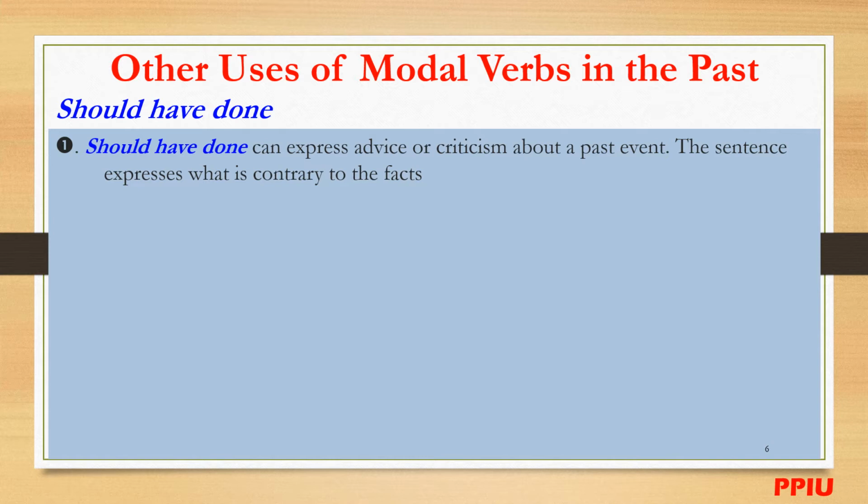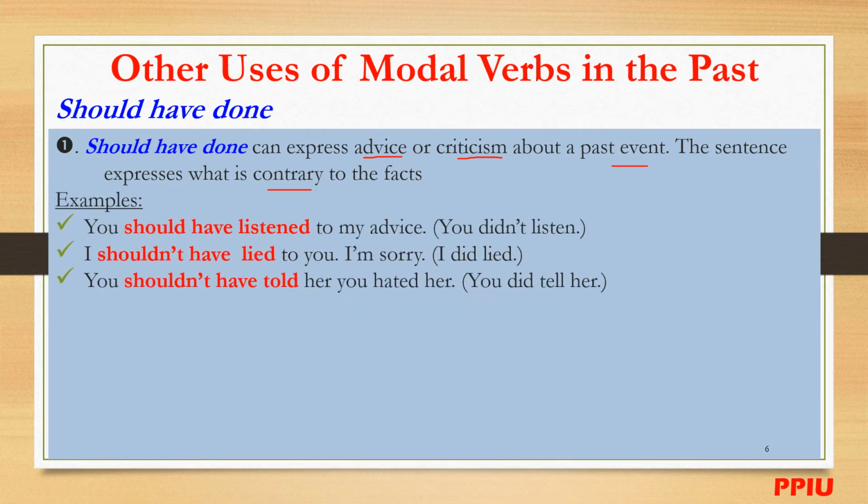We can express advice or criticism about a past event. The sentence expresses what is contrary to the fact, so it is opposite to the fact, all right? For example, you can say, "You should have listened to my advice."